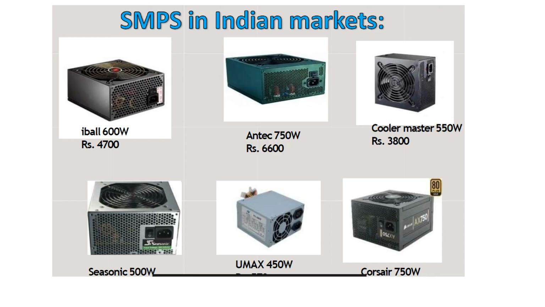In the Indian market, the most common SMPS are Eyeball 600 watt, Antec 750 watt, Cooler Master 550 watt, Seasonic 500 watt, Umax 450 watt, and Corsair 750 watt. These are all SMPS regulated power supplies. You have seen these in personal computers. So SMPS is most prevalent in the world market.